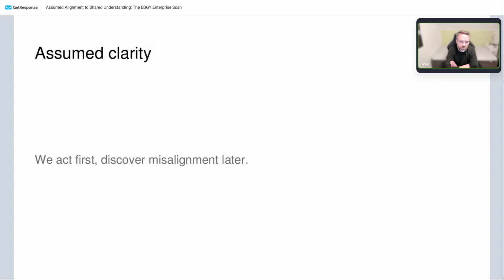Assumed clarity: the fact that we act first and discover misalignments later. We have a tendency to go all in. We have the solutions, we jump on the solutions to start implementing that. And then later down the line, we see that we weren't really aligned.